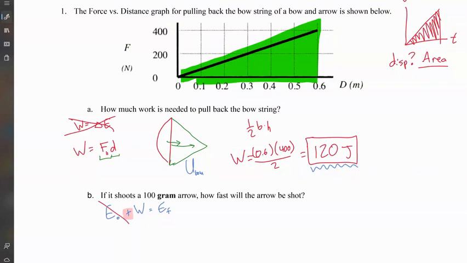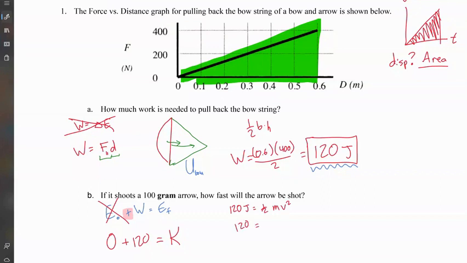Okay, we didn't have energy to start. It was just a bow sitting at rest. But then we added in 120 joules of work to get energy final. And what did we do with that energy final? We let the bow go to transform that into kinetic energy of the arrow. So we know that 120 joules is going to equal 1/2 mv squared.